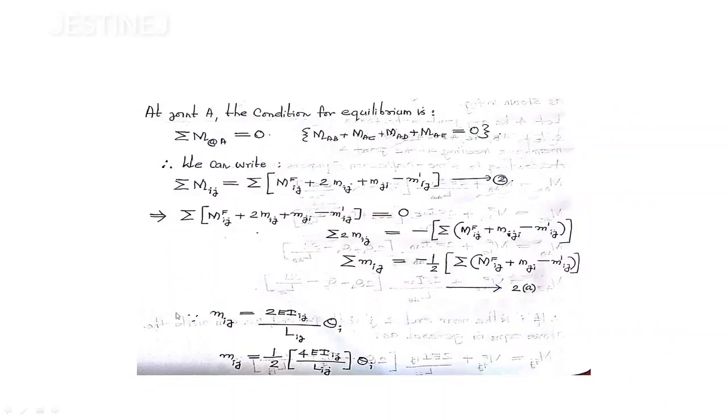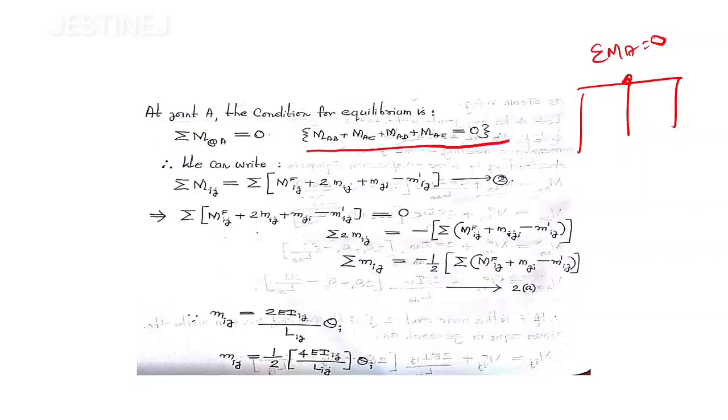Then after that, we already know that in that multi-storied frame, if you are taking that particular joint A, the summation of moment about this point will be equal to 0. So you can note down this statement: the summation of moments about that point will be 0. So sigma MAB plus MAC plus MAD plus MAE equals 0 if you take the summation of moments about that particular point A.